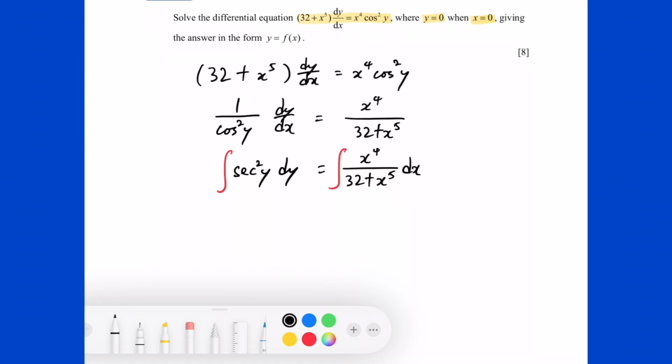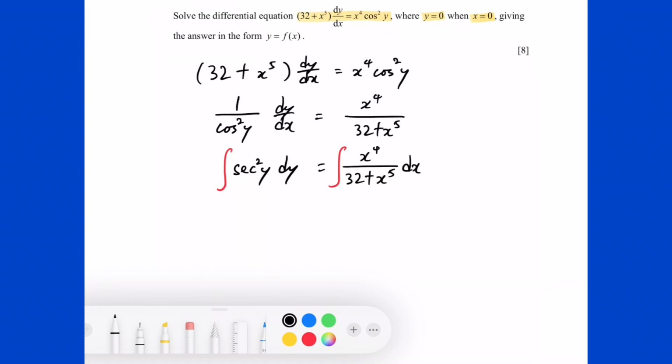For the left-hand side, integrating sec²y becomes tan y. And for the right-hand side, as this expression cannot be integrated directly, we have to consider the use of the substitution method. The denominator of this fraction is 32 + x^5, which can be considered as a composite function. Then we can try to refer to the substitution information here. We can let the small letter u equal 32 + x^5, so that du/dx would be equal to 5x^4.